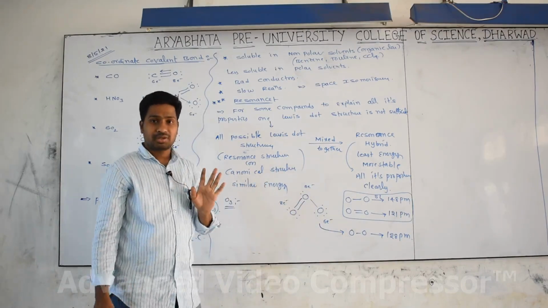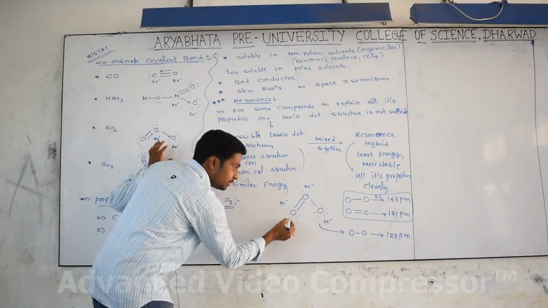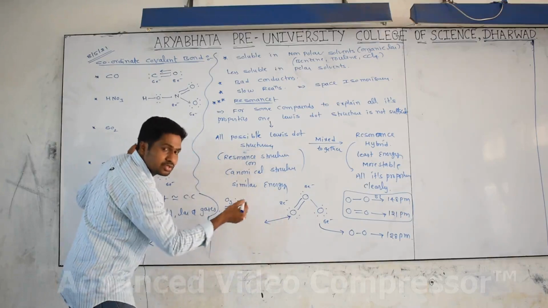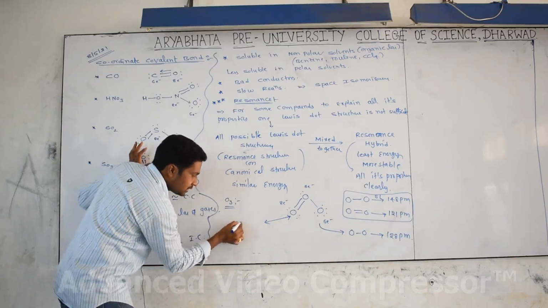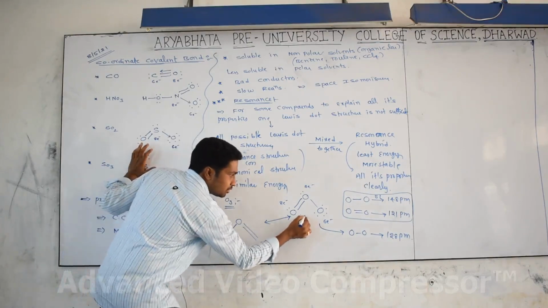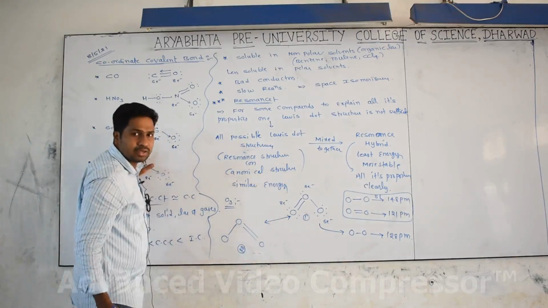Write down possible structures for this molecule. This is already one structure. I will write one more structure. That is called resonance structures. Here I will write a single bond, here a double bond. This is resonance structure 1, this is resonance structure 2, also called a canonical structure.